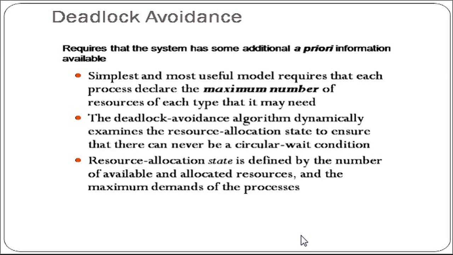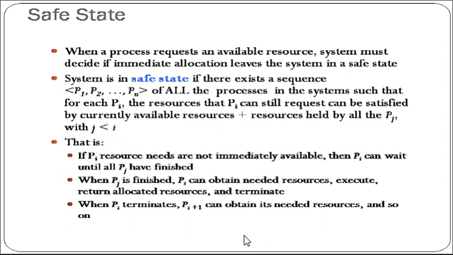The deadlock avoidance algorithm dynamically examines the resource allocation state to ensure that there can never be a circular wait condition. The resource allocation state is defined by the number of available and allocated resources and the maximum demand of processes. Now, safe state. When a process requests an available resource, the system must decide if immediate allocation leaves the system in a safe state.